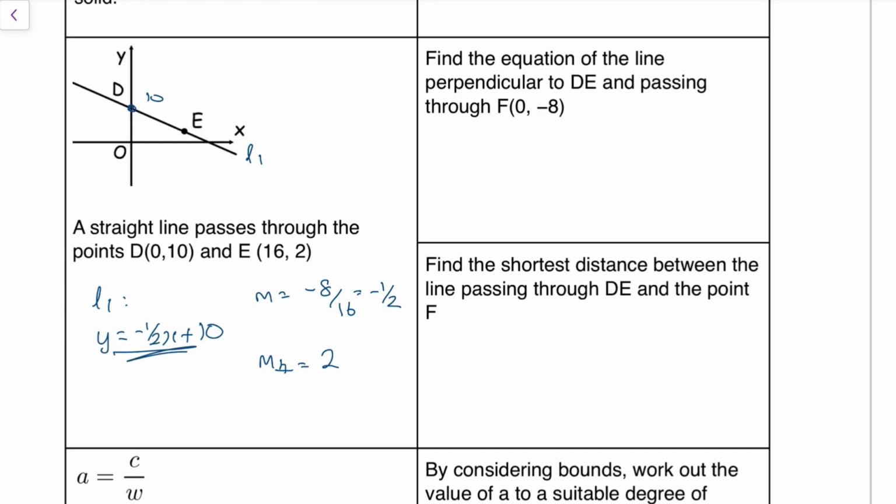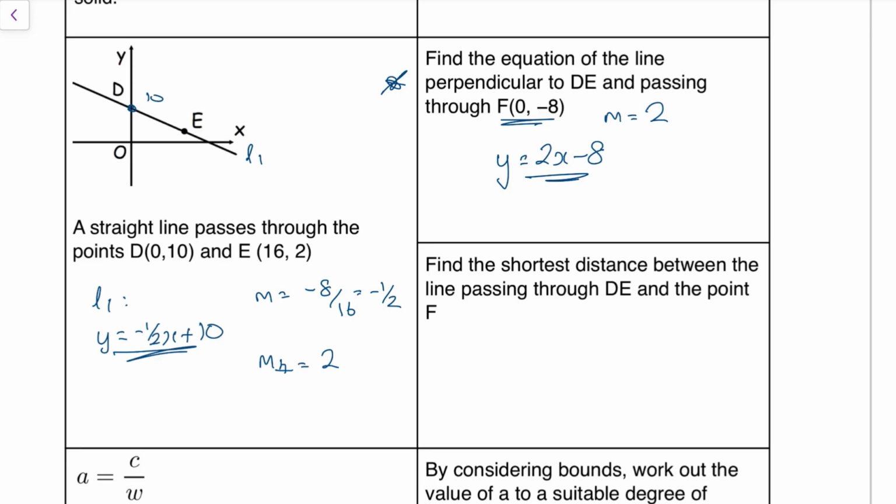Then this part over here: find the equation of the line perpendicular to DE, so I know already that m is equal to minus a half, and passing through 0, 8. Well, this is my C value, isn't it? So actually this is pretty straightforward. I've written minus a half, that's the parallel gradient. The perpendicular gradient is 2. So therefore y is going to be equal to 2x minus 8. Gradient of one is minus a half, gradient of the other one is 2. I've got the C, or the intercepts. Going well so far. Then it says find the shortest distance between.